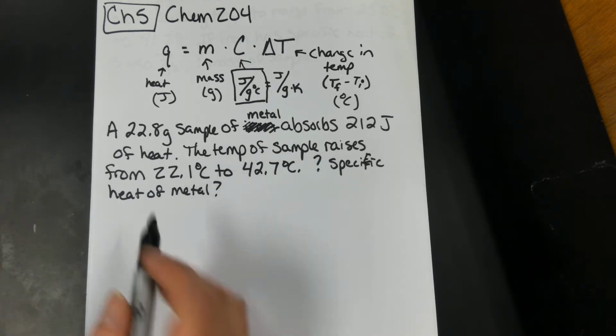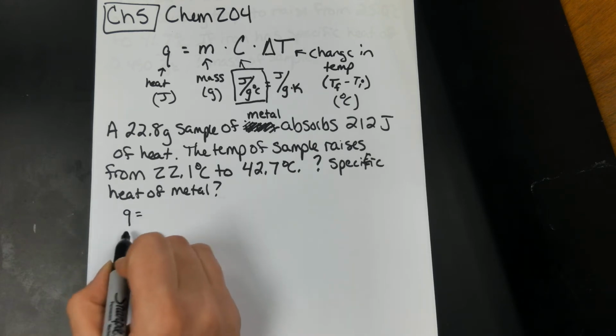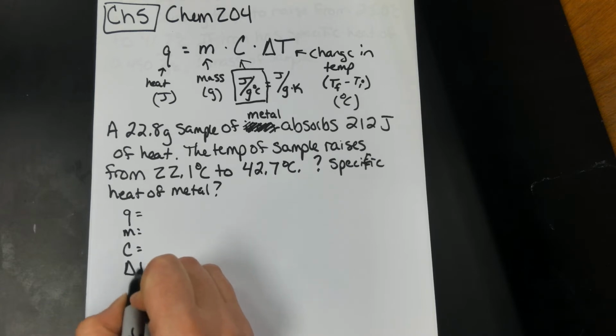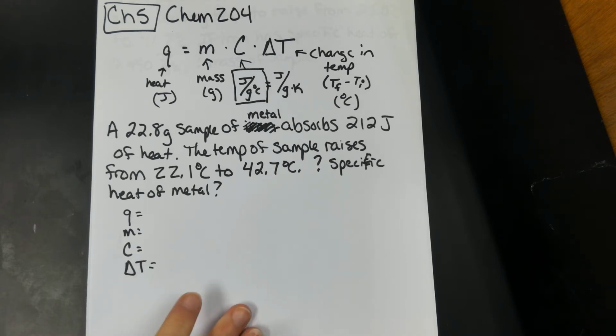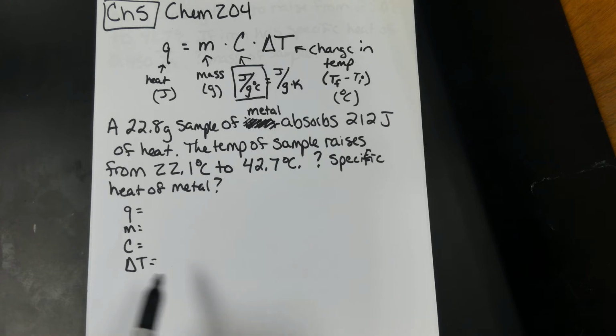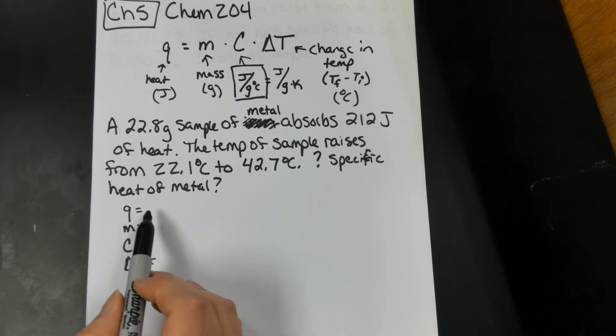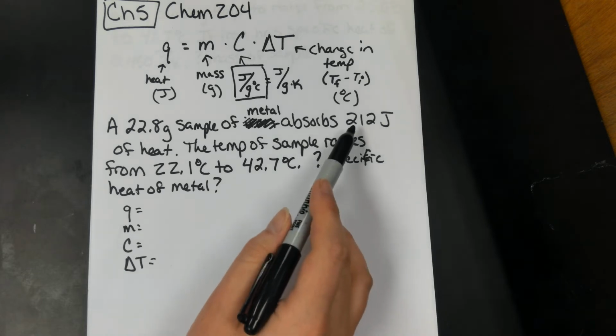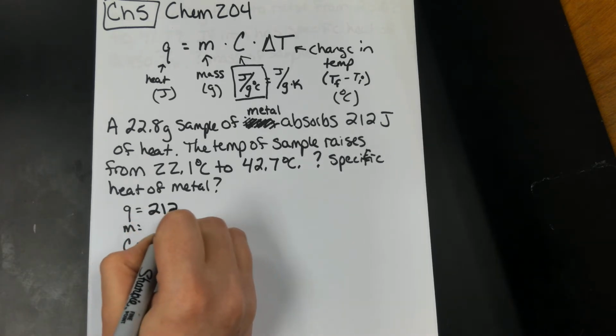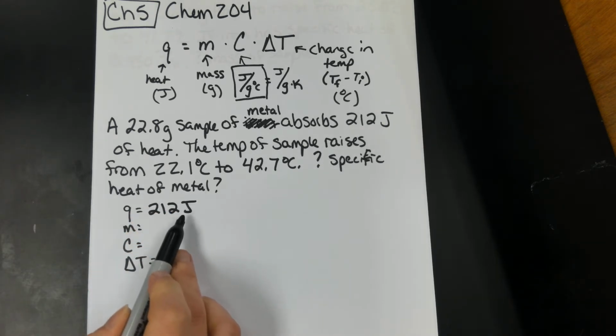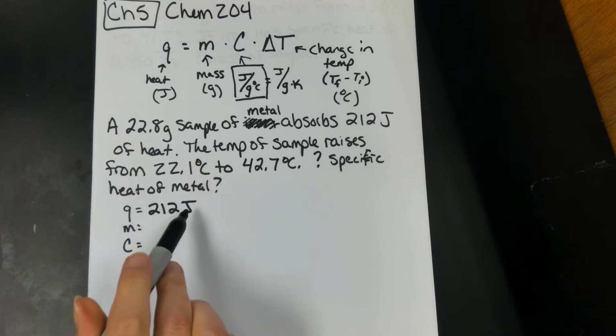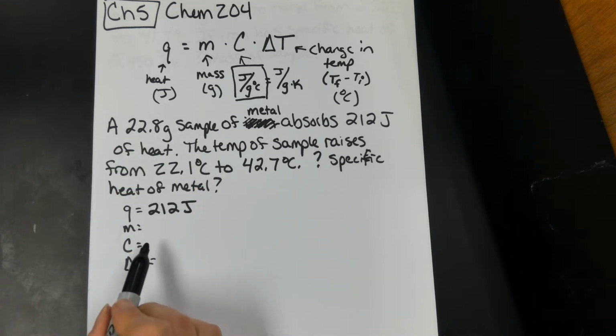So let's start off by defining what we know. Do I know Q? Do I know M? Do I know the specific heat? Do I know delta T? This approach of defining the terms on the side and then plugging them in usually helps people out. So do I know Q, the heat that it absorbed? Yes, 212. And is it in the correct unit? Yes, it's in joules, so it's ready to go.